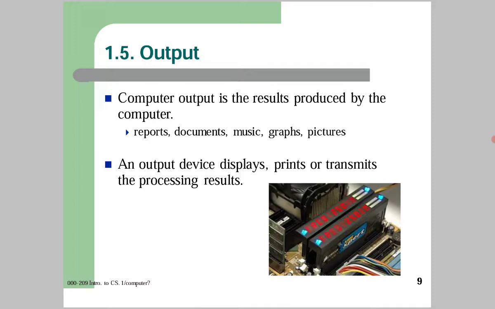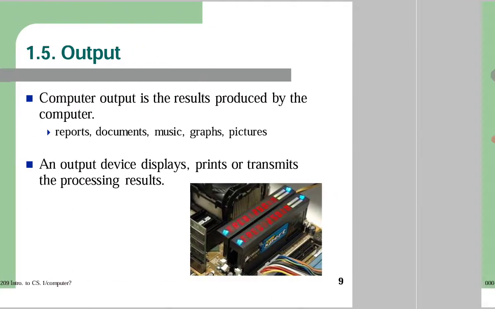Means like various reports or SMS messages, sending messages or sending some mails. All these are outputs. And an output device displays, prints, transmits the processing results. Generally output units are used to produce output, like displaying the results on the monitor. Monitor is the standard output device, or a printer is used to print something on paper. This is called a hard copy. So this is output device or output units.